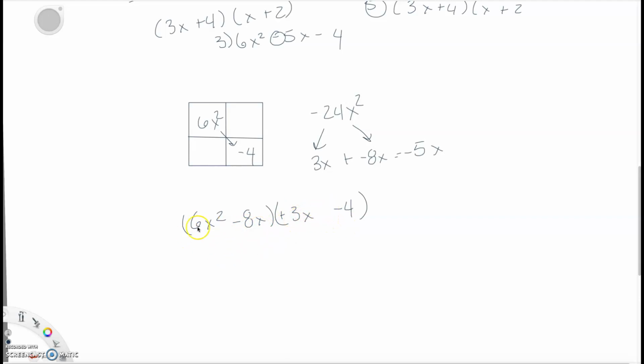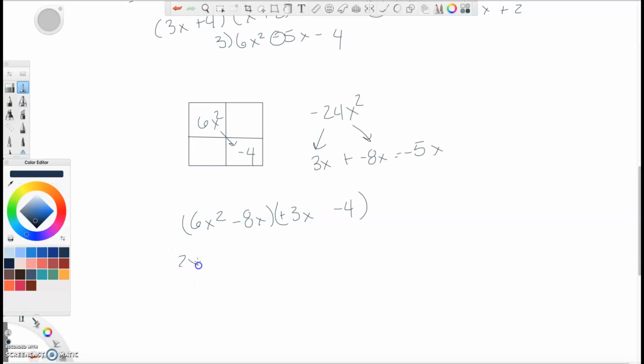Alright, so let's see if there's anything I can pull out of this term here. I know that 2 goes into both of these. Okay? And I know that that's the only thing that goes into both of them. 3 doesn't go into 6, 3 doesn't go into 8, 4 doesn't go into 6. So we know it has to be 2, and I also know I can bring an x out because there's an x in both terms. So let's write this out as 2x times (3x minus 4).